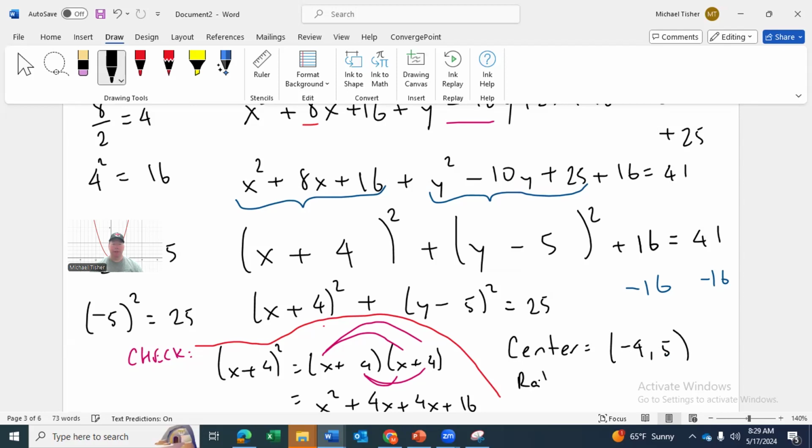And we have the radius. To get the radius, we just take the square root of this number on the right-hand side. Square root of 25 is 5. And that gives us the radius of 5. So we get a radius of 5 and a center of -4, comma 5. Okay, so let's check to make sure this is correct.